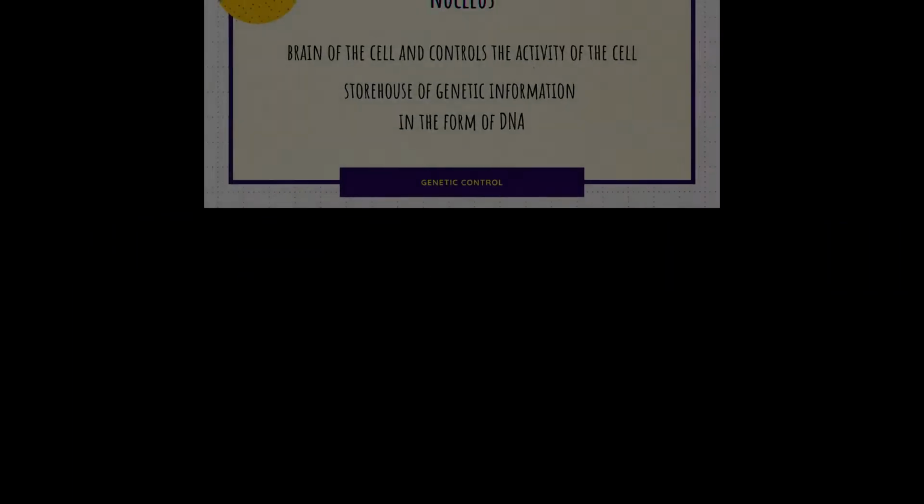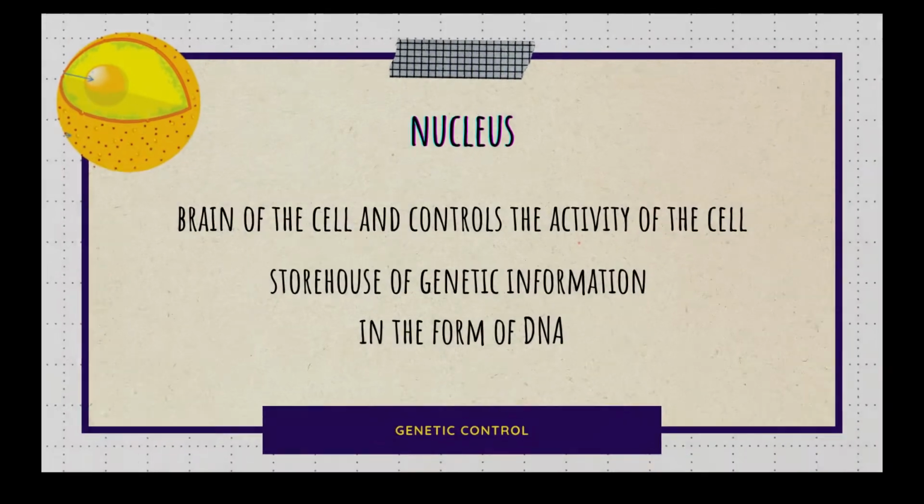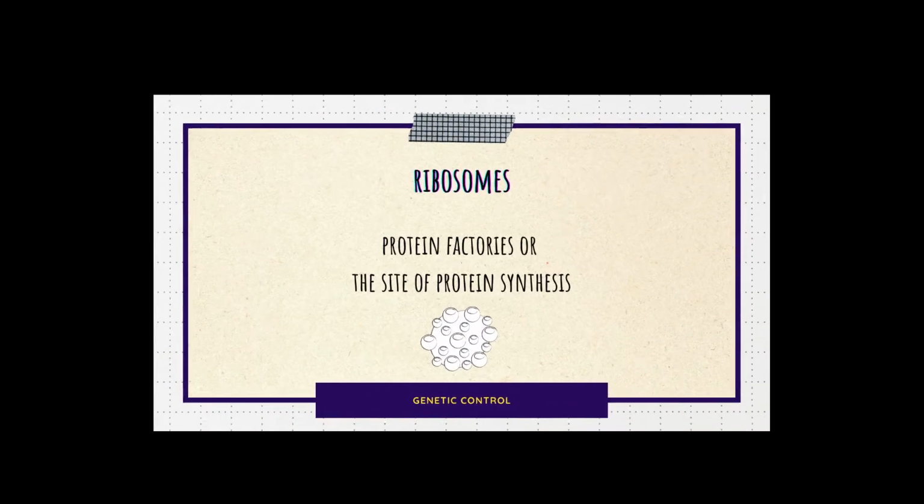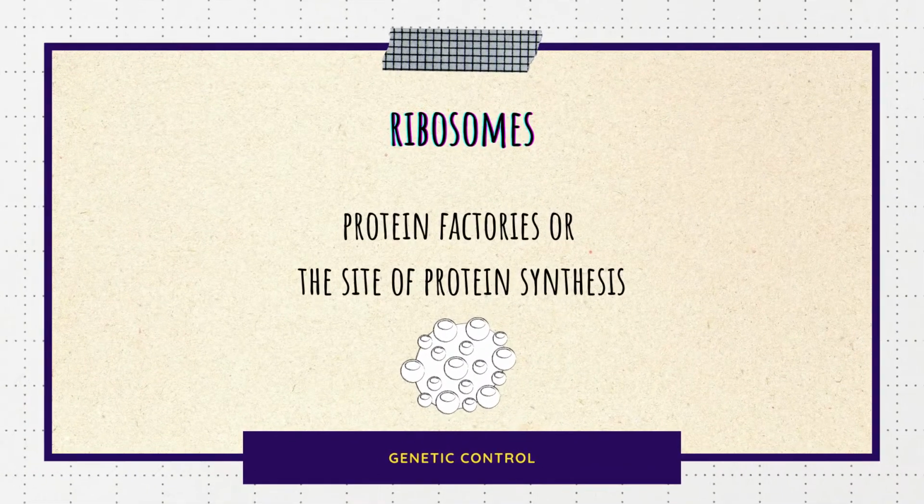Nucleus is the brain of the cell and controls the activity of the cell. This is also the storehouse of genetic information in the form of DNA. Lastly are the ribosomes, which are the protein factories or the site of protein synthesis.